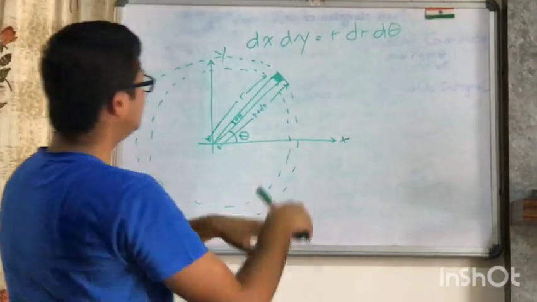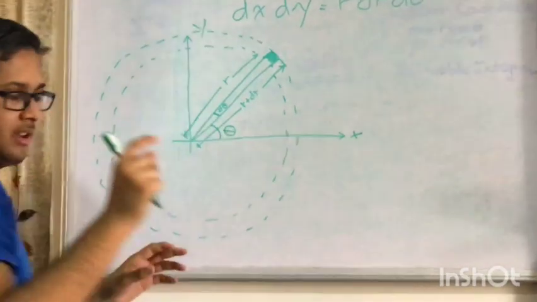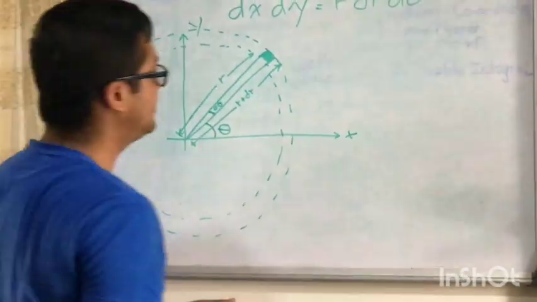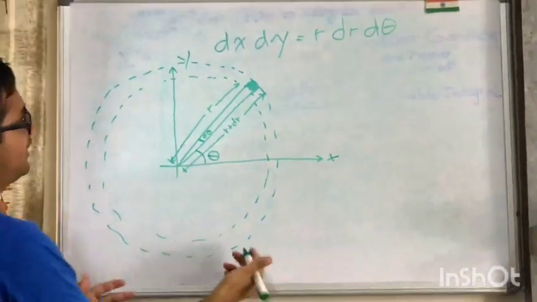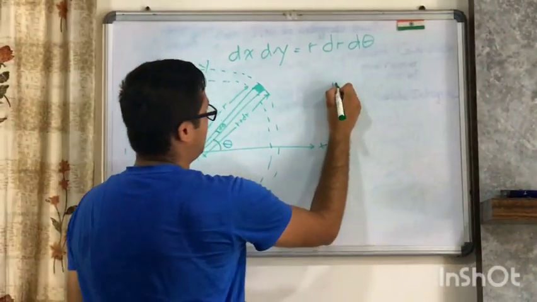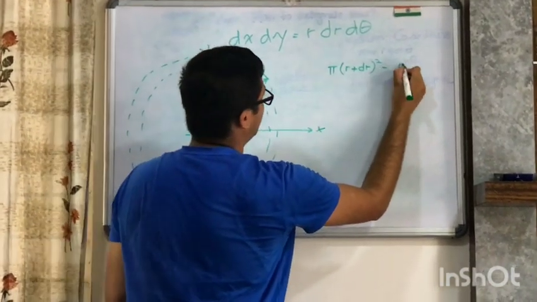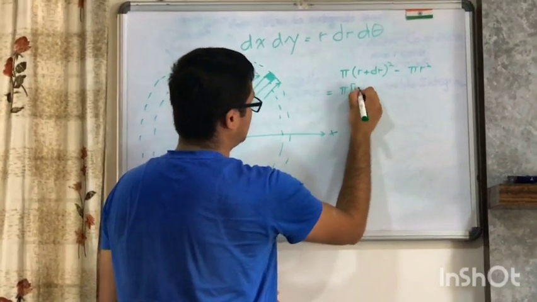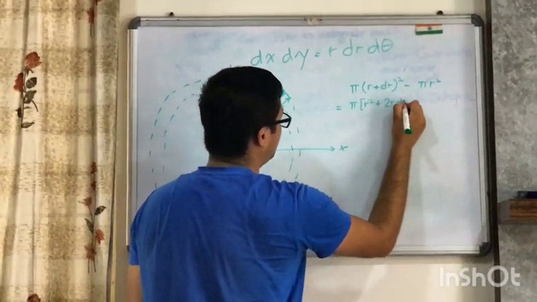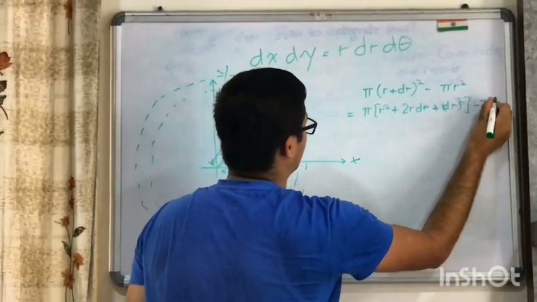Now before going to the small part, let us find out the area of the region in between these concentric circles. That will be nothing but the area of the bigger circle subtracted by the area of the smaller circle, which will be pi times r plus dr whole square minus pi of r square. So this is equal to pi of r square plus 2r dr plus dr whole square minus pi r square.